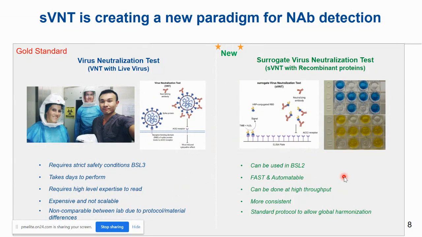So the cPass test can be done at high throughput. As for the results, as I can share with you later, they are much more consistent. We can follow our standard protocol so that global harmonization can be easily achieved with minimal intervention. So generally, the bring-home message is that SVNT is creating a new paradigm for neutralizing antibody detection. With this new technology, having a functional antibody test is not bound to BSL-3 labs. Many countries cannot even afford to set up such a lab, and it's extensive maintenance work even once you set one up.